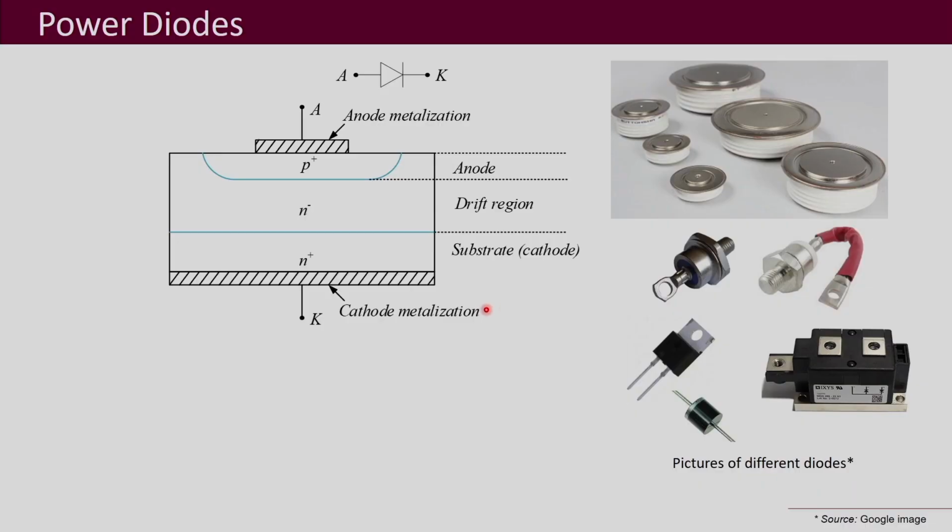Now, let us begin with power diodes. This is the physical structure of the power diode, where you have a P plus region and then you will have N minus and N plus region, and then you have the anode and the cathode, and this is the symbol of the diode, which you must be familiar with.